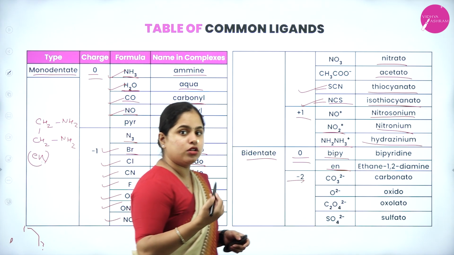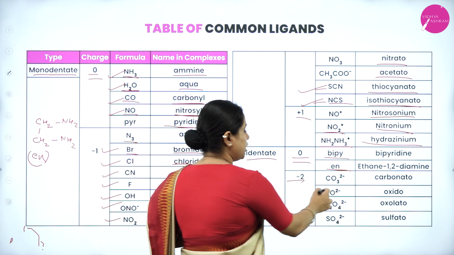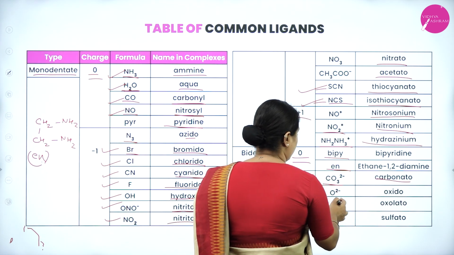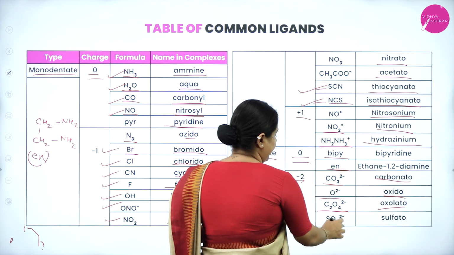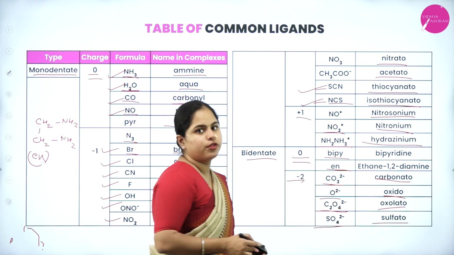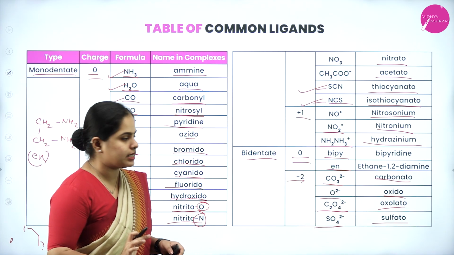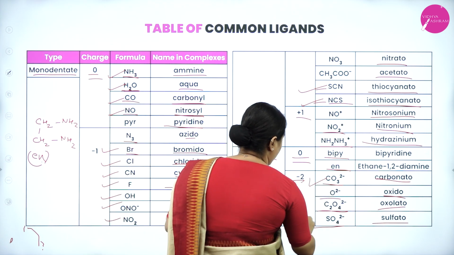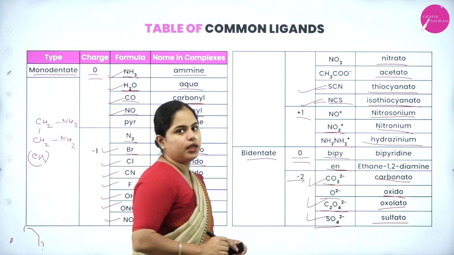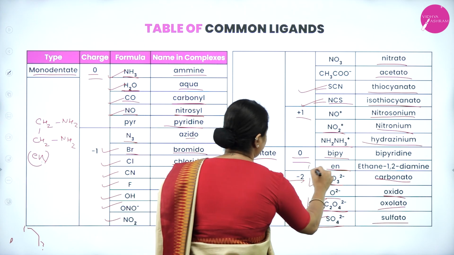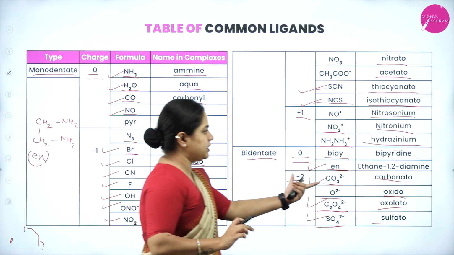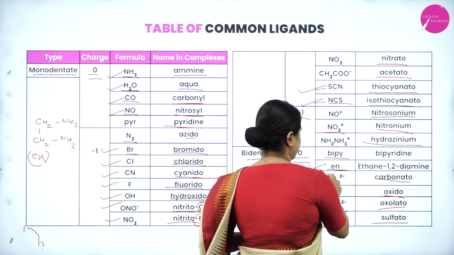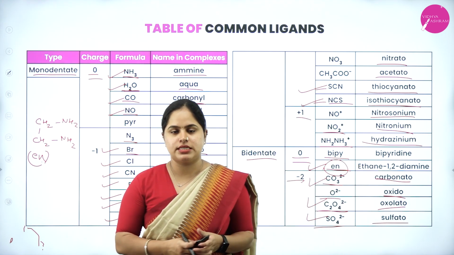Now bidentate can also have a charge of -2. If it is CO3 2-, it is called carbonato. O2- oxido, C2O4 2- oxalato, SO4 2- sulfato. Okay, so I hope till here it is clear. So carbonato, oxalato and sulfato are very important. Here also ethane 1,2-diamine is very, very important. So it won't be represented in this full form. It will always be written as en. So I hope this is clear for you.